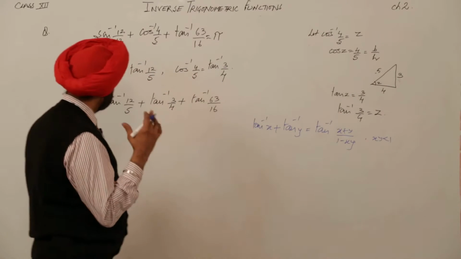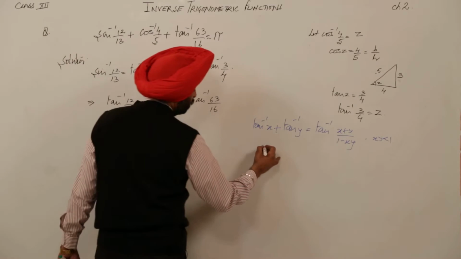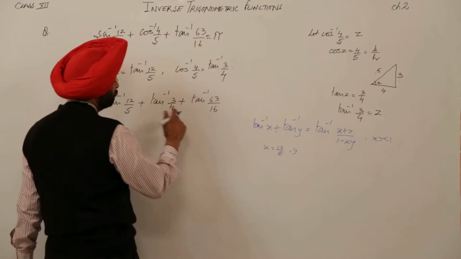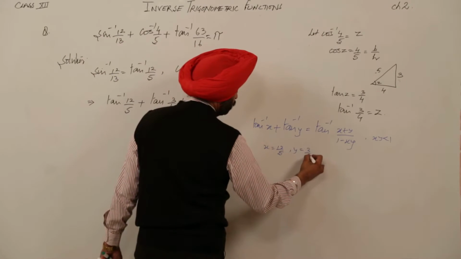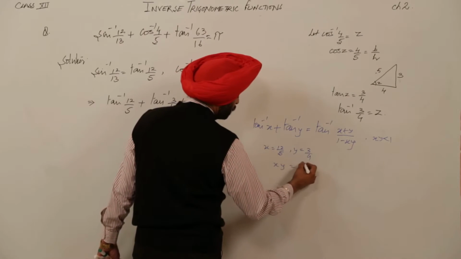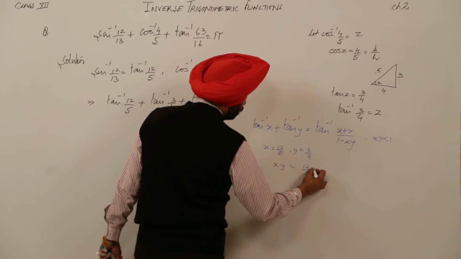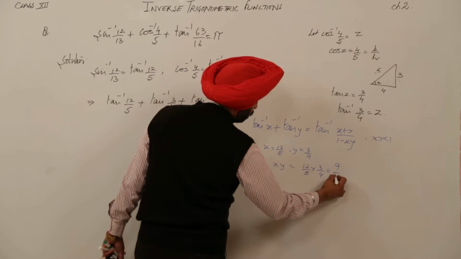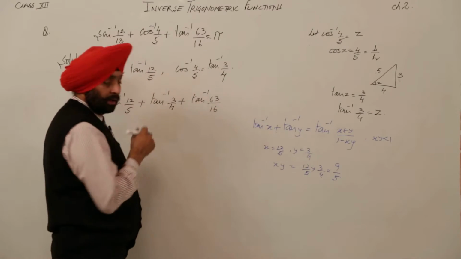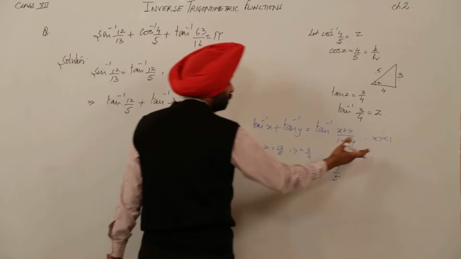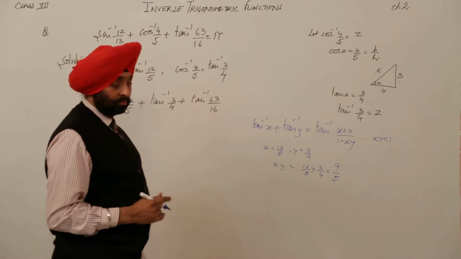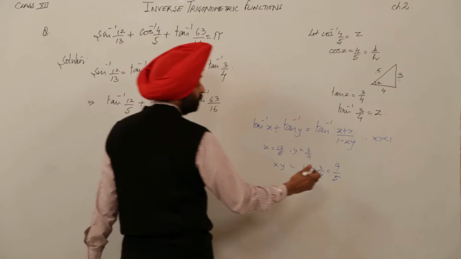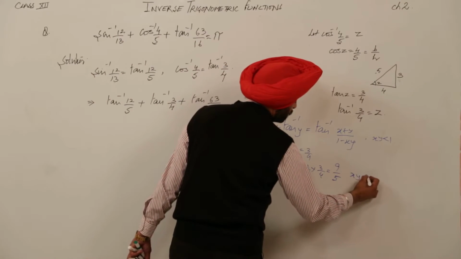Now let's check it. Here suppose x is equal to 12 by 5 and y is equal to 3 by 4. Now what is xy? Let's check it. xy is 12 by 5 upon 3 by 4, and this becomes 9 by 5. Is 9 by 5 less than 1? No. The denominator is less than the numerator. It means xy is greater than 1. Here we are getting xy greater than 1.